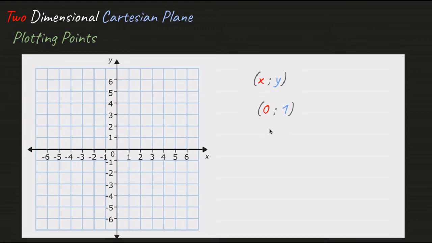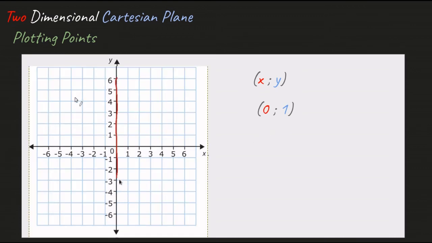Where's (0; 1)? Now, 0 is a very interesting one. 0 x is always along the y-axis, and 1 y is there. The intersection point is where the two lines that I've now drawn intersect. So (0; 1) is 0 x and 1 y, and that's where they intersect.